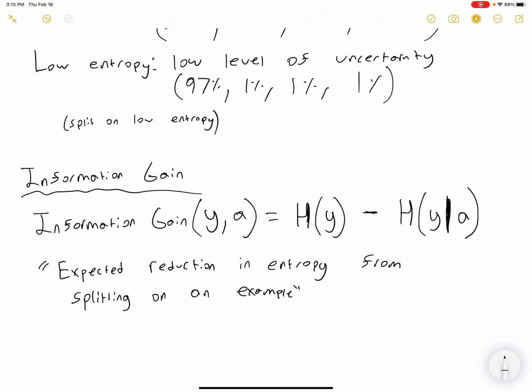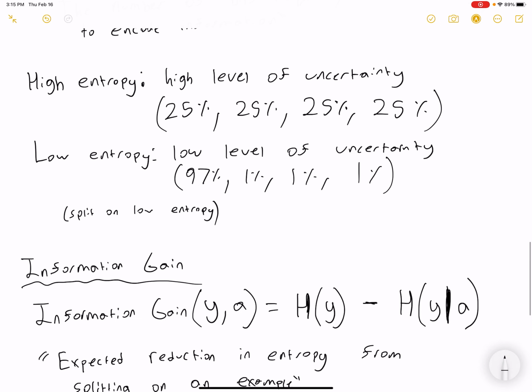Can you say what Y and A is again? Yeah, let me go through the example. I think that'll make it clear. Why is that has a low level of uncertainty? I don't understand the one above. Yeah, so low level of uncertainty because you know with a high probability that this variable is going to take value A as opposed to value B, C, or D.